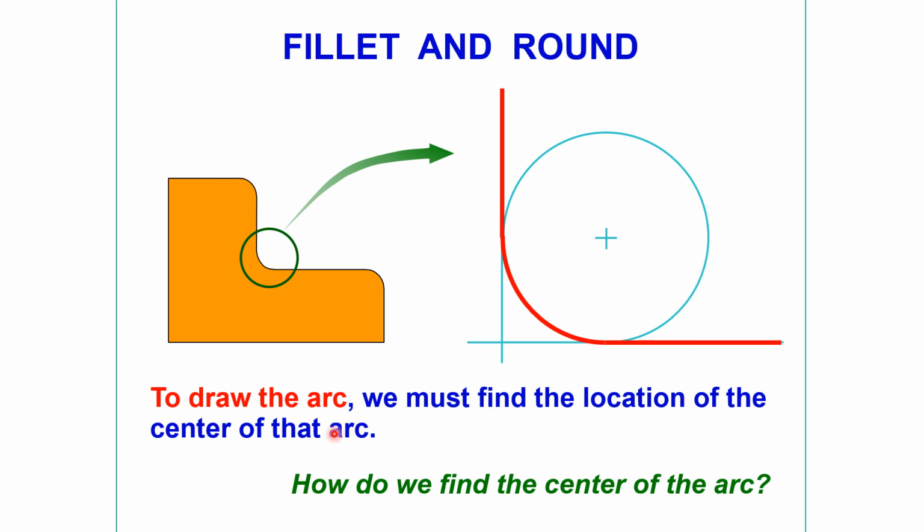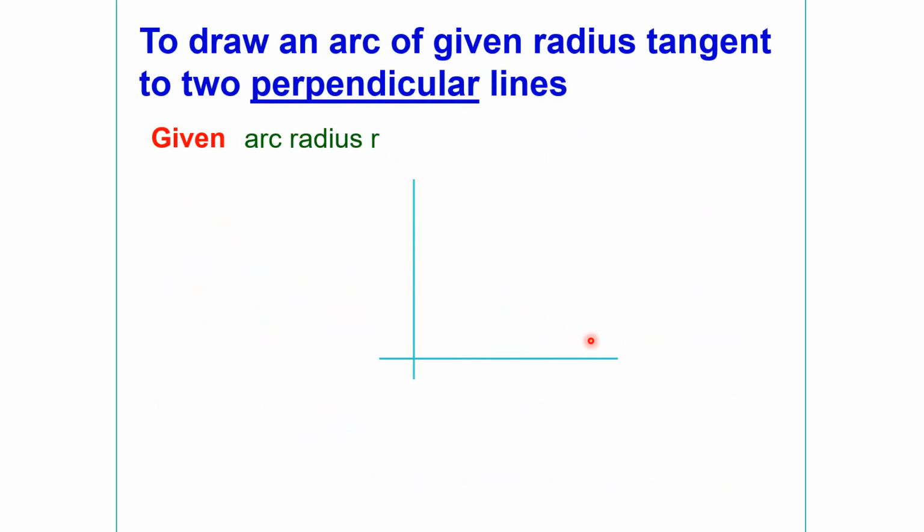Okay, to draw the arc we must find the location. For whatsoever radius we want to draw the arc at this point, we have to mark this radius r from this point, then with the compass make an arc, and when it touches this point, join the arc with the compass. Here I will show how.